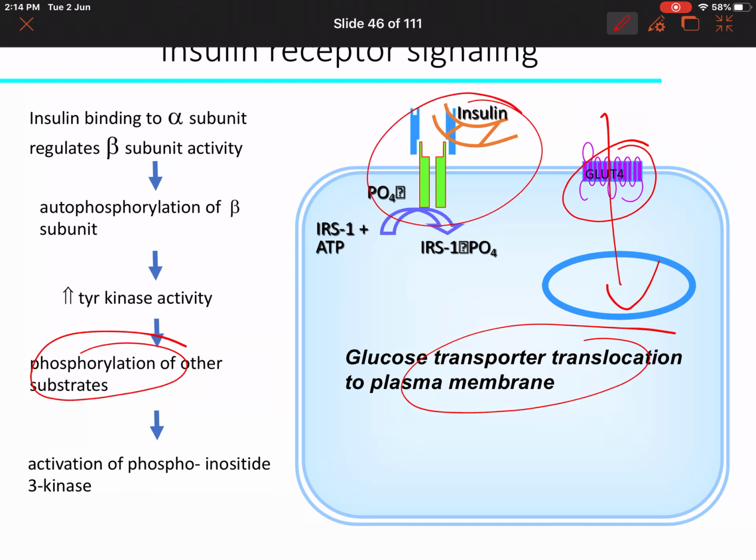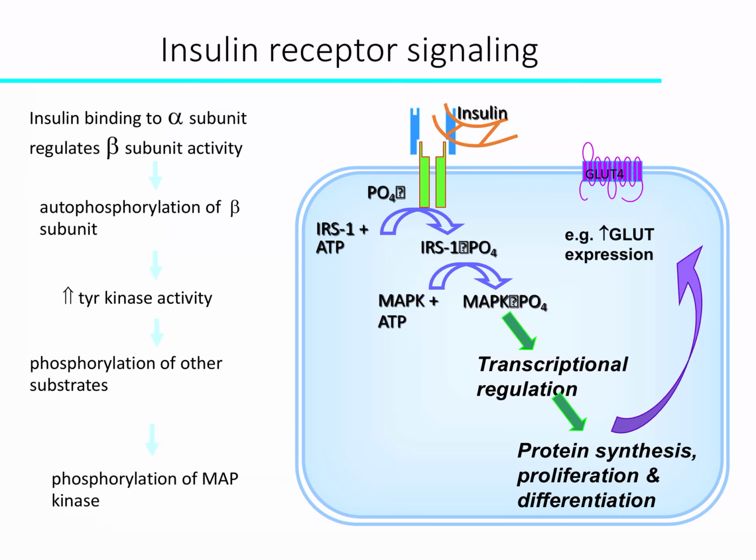Where is this insulin receptor present? Insulin receptor is present in the skeletal muscles, liver, and adipose tissue. Once insulin binds, glucose will be able to enter into the cell. Once glucose enters into the cell, the blood glucose level is going to decrease. So it will cause decreased glucose levels in the blood. So this is one of the activities.